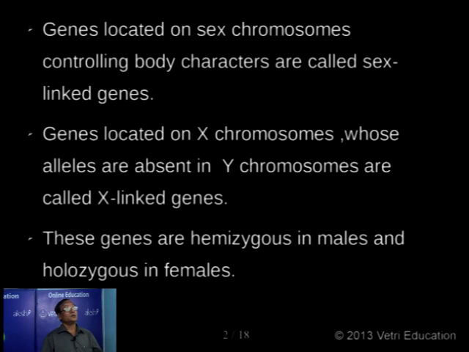And those genes controlling such characters located in the sex chromosomes are called sex-linked genes. These genes are present both in the X and Y chromosomes. But more autosomal or body characters are controlled by genes localized mainly in the X chromosome rather than the Y chromosome. Accordingly, we have two different types of sex-linked genes. Those genes located on the X chromosome whose alleles are normally absent in the Y chromosome are called X-linked genes.